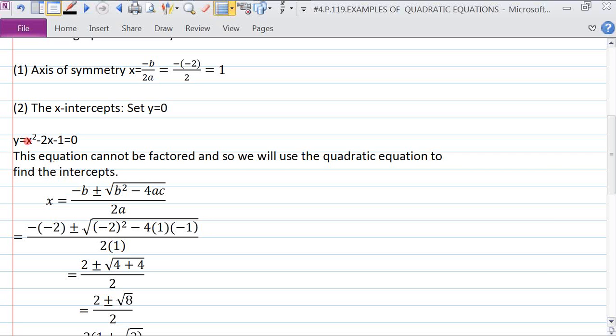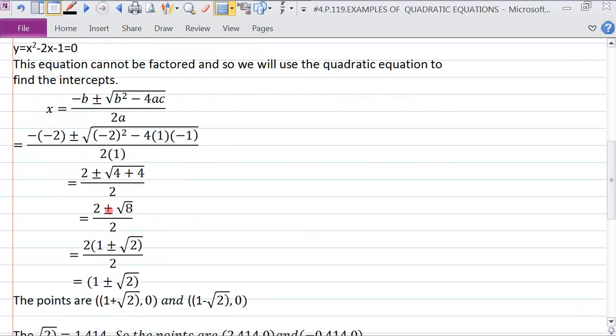You can see here that a is 1, b is minus 2, and c is minus 1, and we just substituted that over here. So what we get is minus 2 gives me plus 2, plus or minus the square root of: minus 2 squared is 4, and minus 4 times 1 times minus 1 is plus 4. So we have 4 and 4, which is 8, all under the square root. So we get 2 plus or minus square root of 8, over 2. Square root of 8 is 2 root 2.